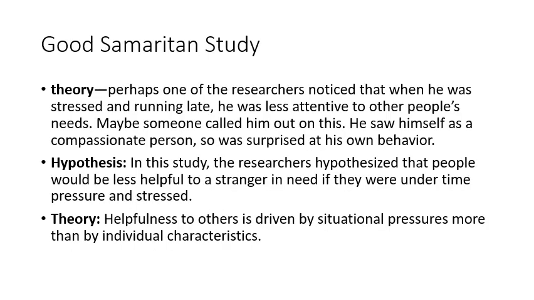In the Good Samaritan study, we might think of the loose theory as perhaps one of the researchers noticed that when he was stressed and running late, he was less attentive to other people's needs. Maybe someone even called him out on this, and since he saw himself as a compassionate person, he was surprised at his own behavior. The researchers hypothesized then that people would be less helpful to a stranger in need if they were under time pressure and stressed. And the uppercase theory that's been pretty well established is that helpfulness to others is driven by situational pressures more than by individual characteristics.